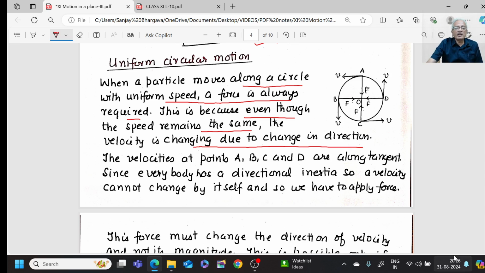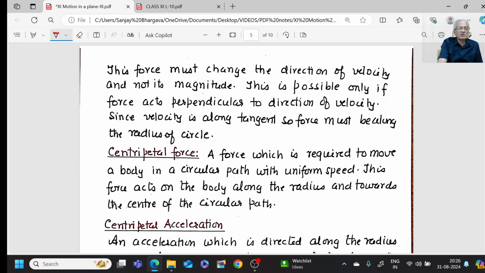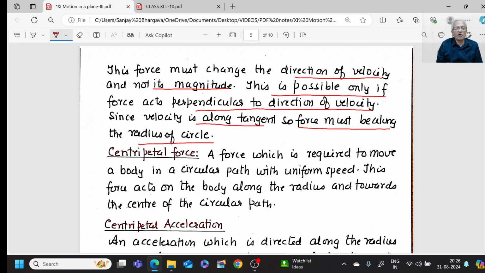The velocities at the points A, B, C and D are along the tangent. Every body has a directional inertia, so a velocity cannot change by itself, so we have to apply a force. This force must change the direction of velocity and not its magnitude. This is possible only if the force acts perpendicular to the direction of velocity. Since velocity is along the tangent, the force has to be along the radius of the circle, because radius and tangent form a mutually perpendicular system.